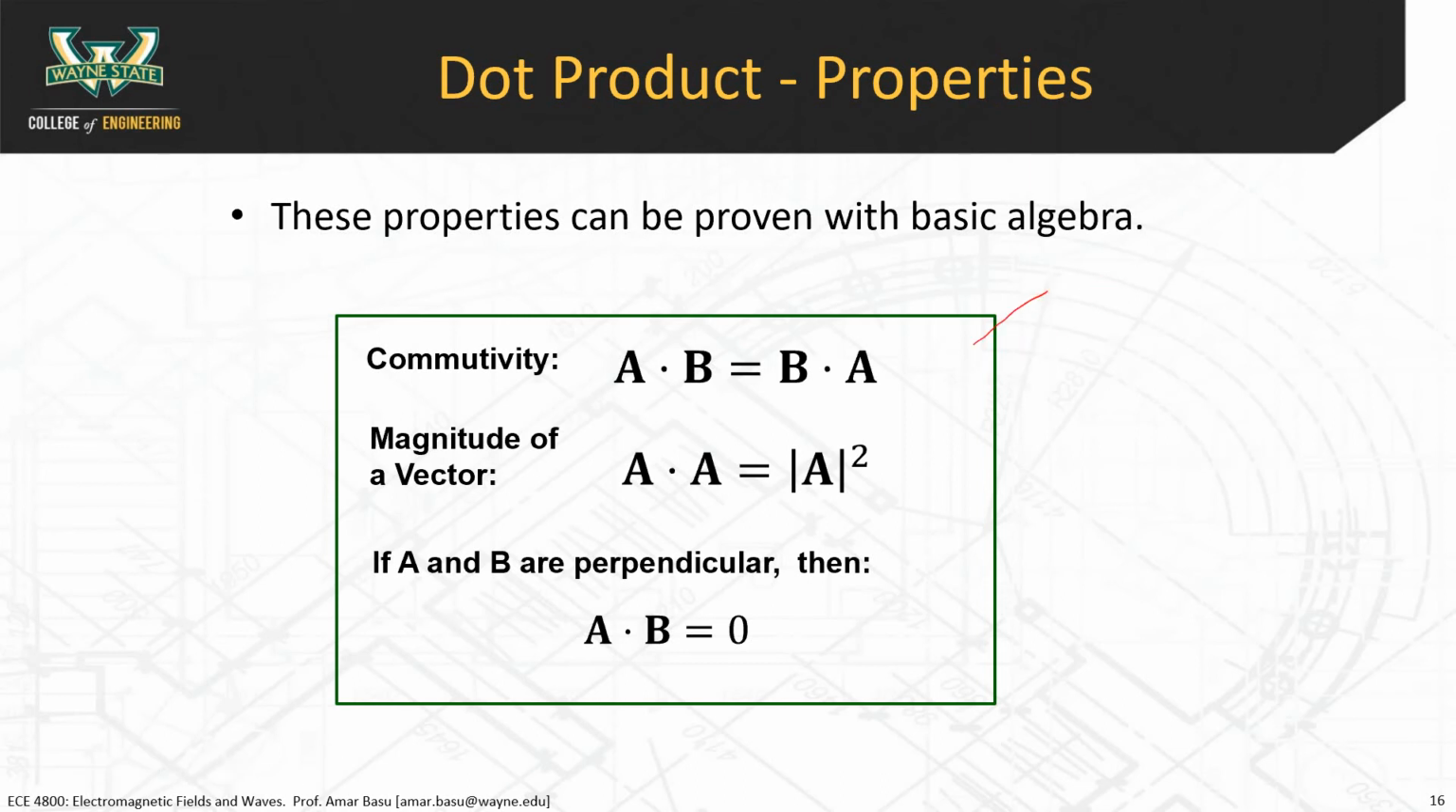Let's say we have a vector A equal to x1, y1, and then a vector B equal to x2, y2. So A dot B is equal to x1, y1, oops.